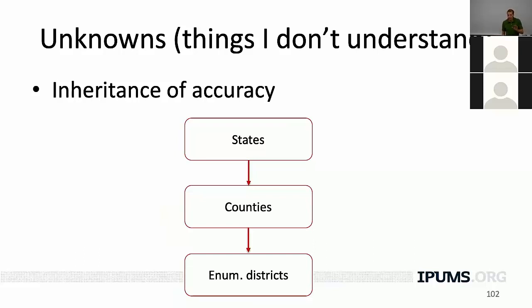But according to some emails I've had with people at Census, some of the results you'll see later are misleading because the enumeration districts are actually more accurate than some of the results I'm providing are. It's very weird. And so this is something I think is important for us as a research community to get our heads wrapped around.